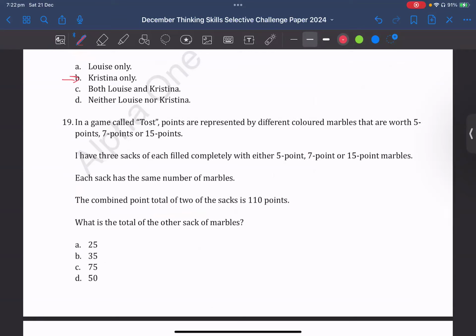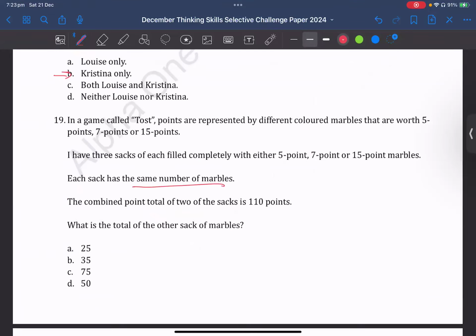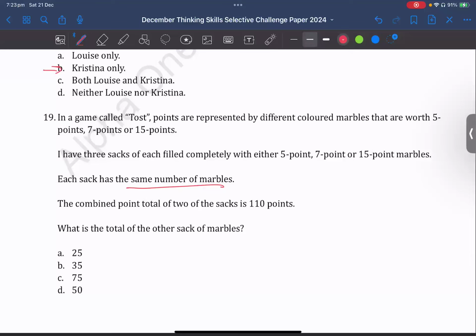And I have 3 sacks of each, filled completely with either 5, 7, or 15-point marbles. Each sack has the same number of marbles. Now this is a key point in this question. And the combined point block of our 2 sacks is 110. Focus on this. So that means that the combo of any of these is a factor of 110.